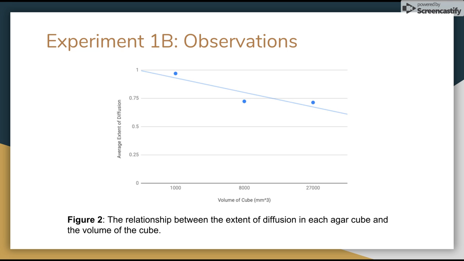This graph shows the relationship between the average extent of diffusion and the volume of the cube. The relationship is the same as the previous graph. It is an inverse relationship.